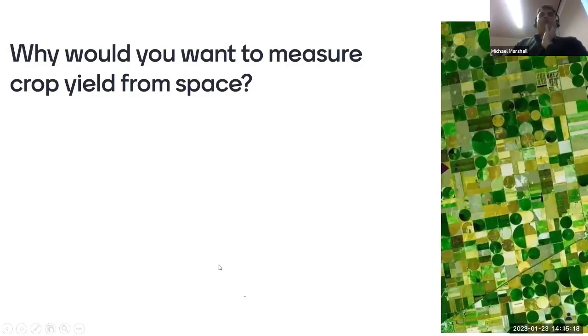Why would you want to measure crop yield from space? So I'm going to pose this question to you all. Maybe you could write in the Q&A, why would you want to measure crop yield from space?